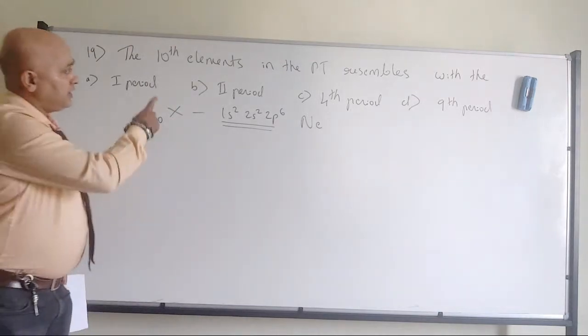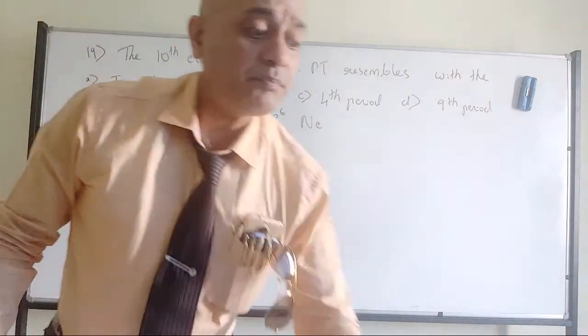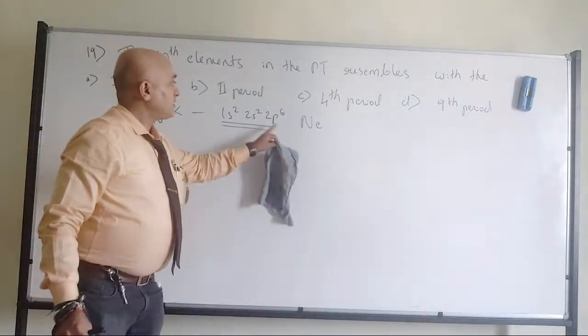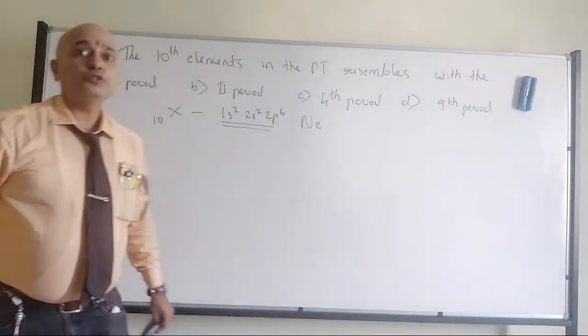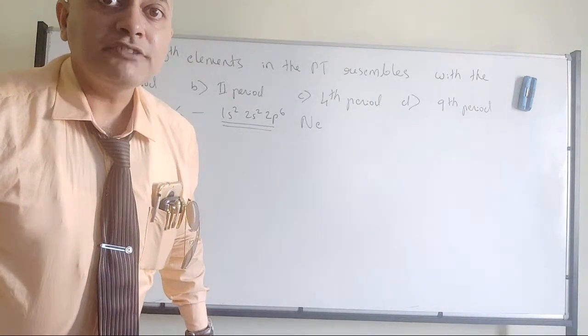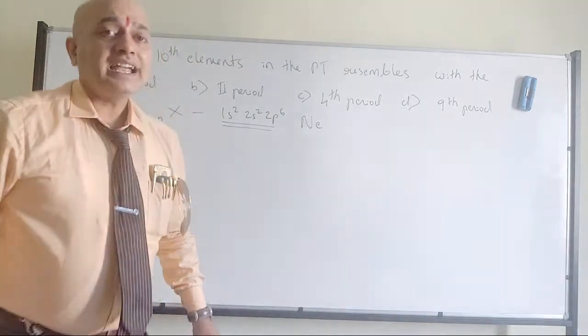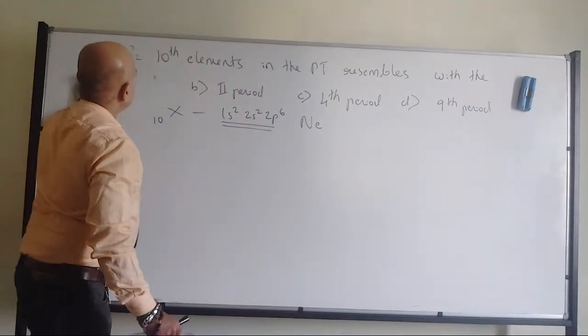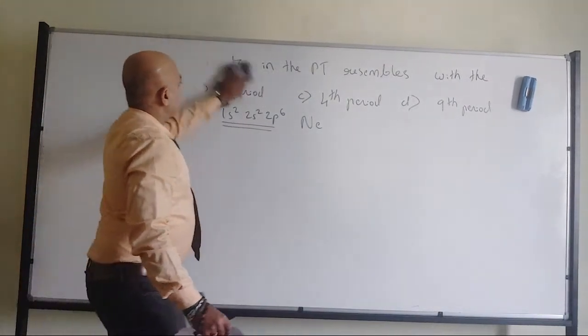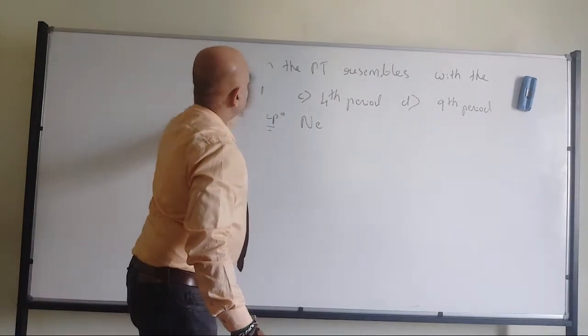So therefore it belongs to the second period. Why? Because the outermost energy level is 2. So therefore it will be a second period element. Okay. So specifying that element will be neon. So therefore option B should be the answer.